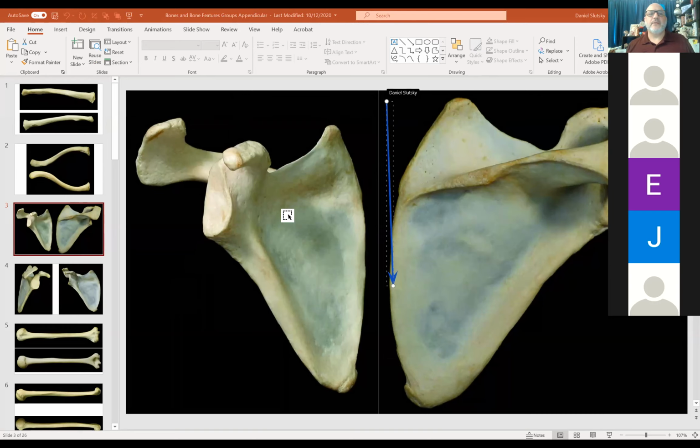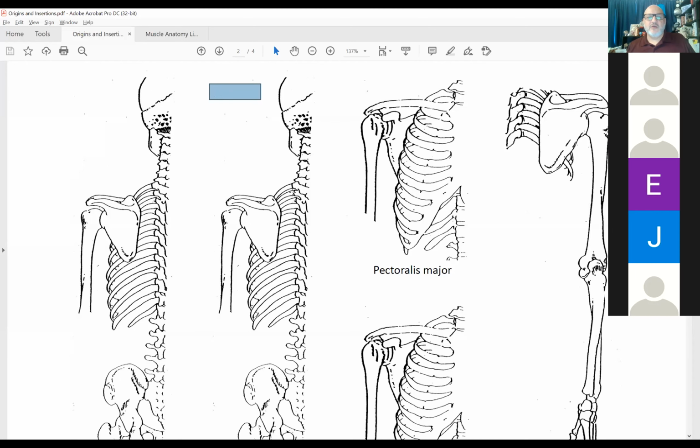See how fun that is? Excellent. So again, if we come back here, we see it really nicely, right? We have this origin here. We have this insertion here. And as we know, insertions get pulled towards the origins. We're bringing the scapula back. Retract it, or bringing it towards the midline.